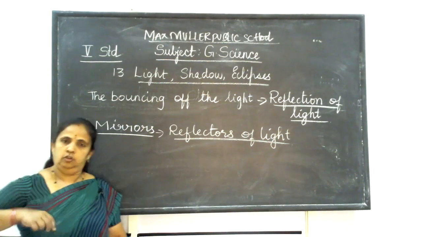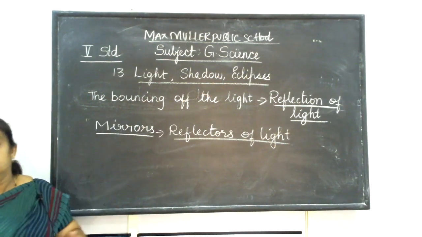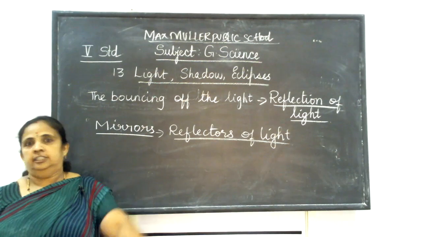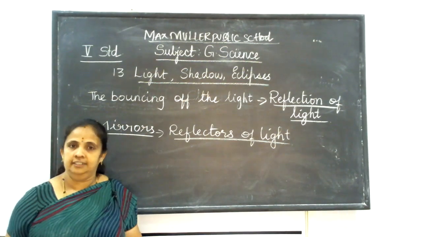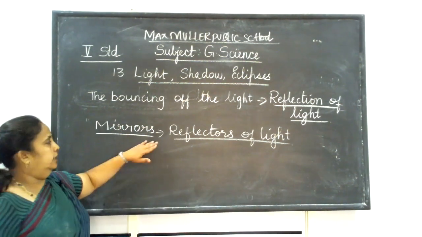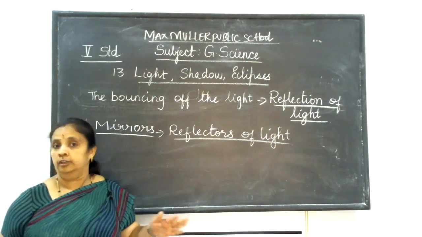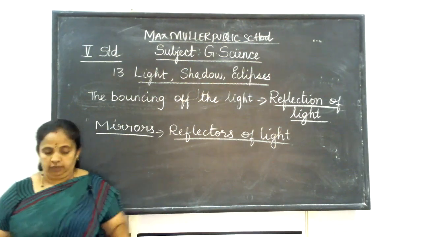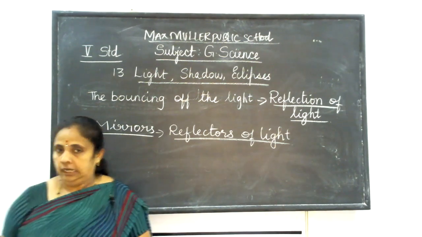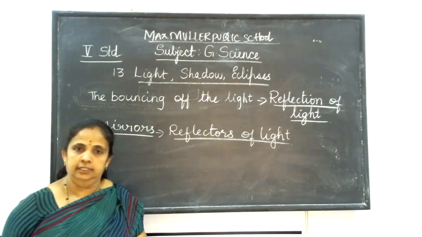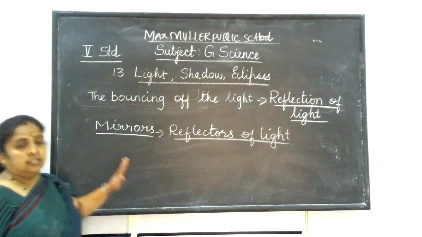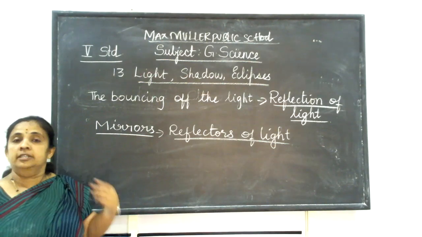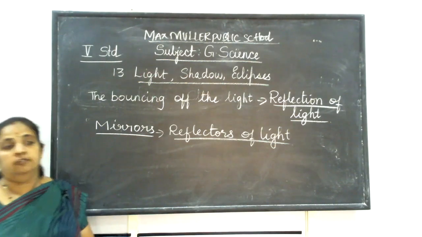So now when we look at the mirror, our face, whoever we are, it shows as it is. That is why we can say that mirrors are the best reflectors of light. Now the reflection or the image formed depends upon the surface also, on which the light is falling.